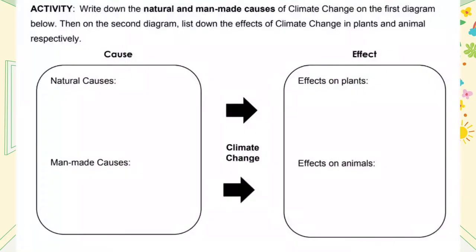Let us now answer the first activity. For instruction, write down the natural and man-made causes of climate change on the first diagram. Then on the second diagram, list down the effects of climate change in plants and animals respectively. 5 minutes is allotted for you to answer this activity.